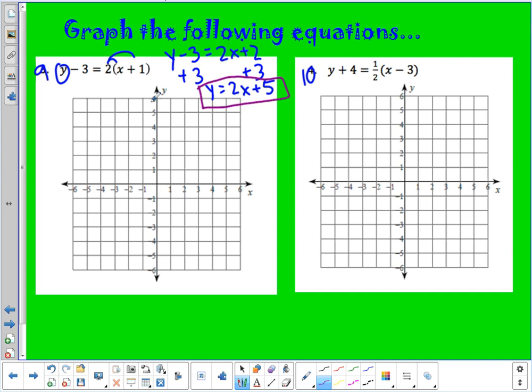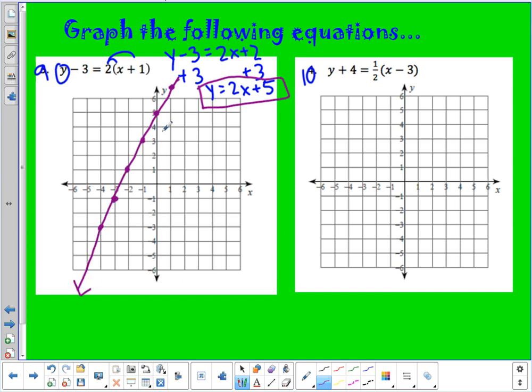So if I go up to 5, that's my y-intercept. I need to go up 2 and over 1. So I'm off my coordinate plane a little bit, but remember you can also go the opposite direction. If I go down 2 and back 1, that point will also be on the line. Down 2, back 1. Down 2, back 1. So connect those points with a line.